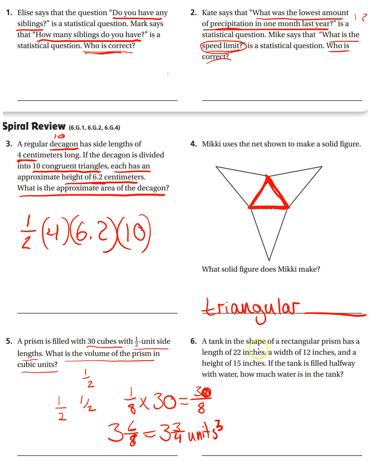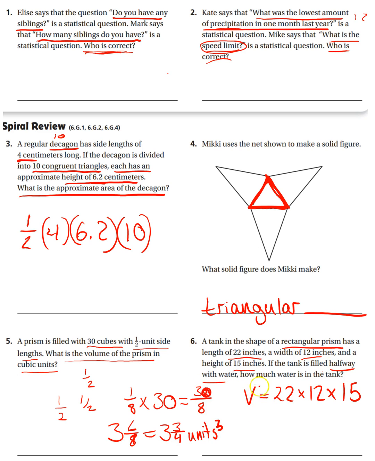All right, number 6, a tank in the shape of a rectangular prism, so like a box again, has a length of 22, width of 12, height of 15. If the tank is filled halfway with water, how much water is in the tank? So we need to find the volume, which is length times width times height. But then we're only filling it halfway.